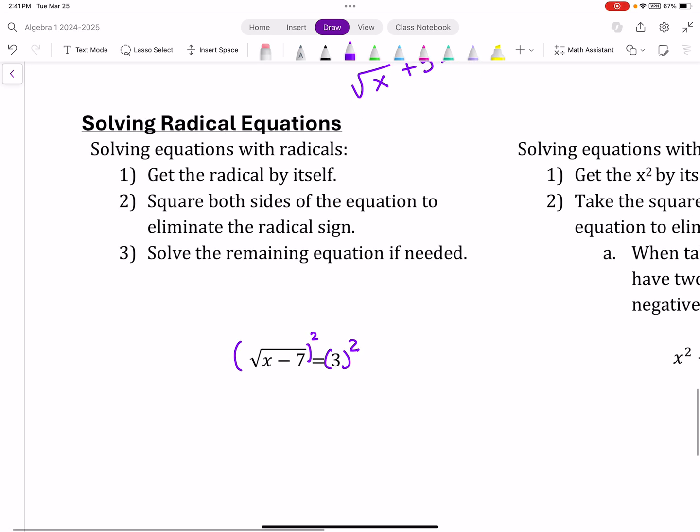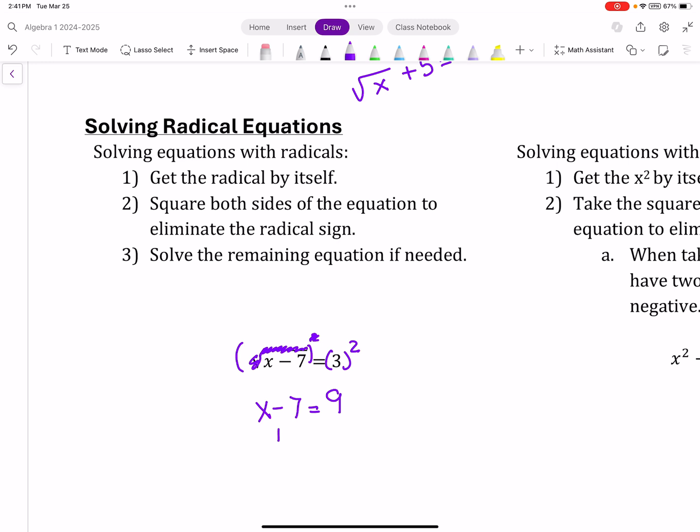Okay, now what happens is our square allows this radical to go away. And so we're left with x minus 7. And then on the right side it says 3 squared, which is 9. So now we're out of the radical, so I can use my equation solving skills to get x by itself. So I'm going to get rid of minus 7 by plus 7. So 9 plus 7 would be 16. So my final answer would be 16.